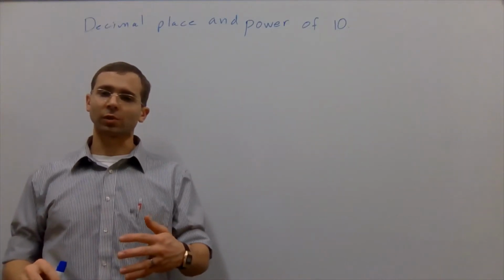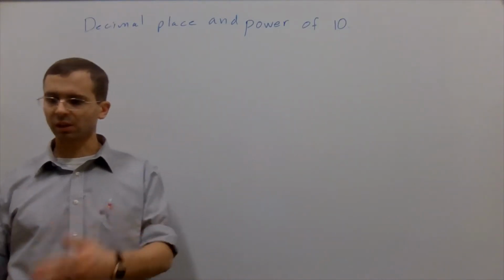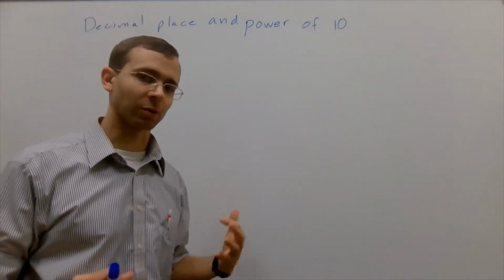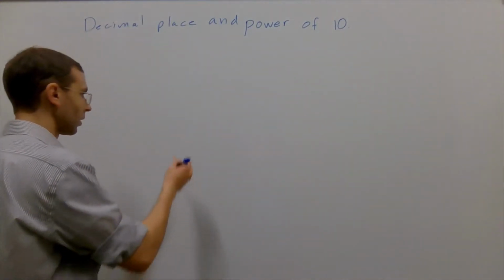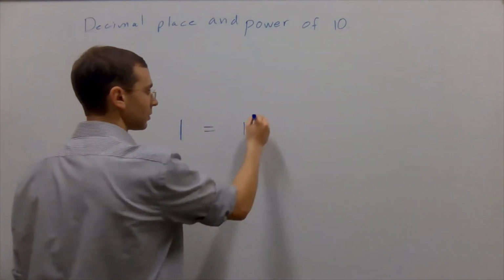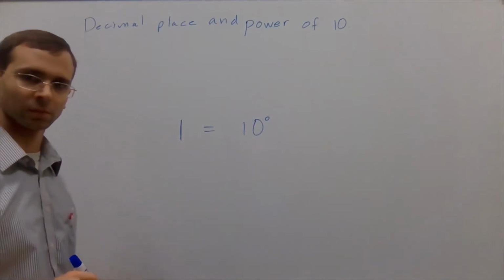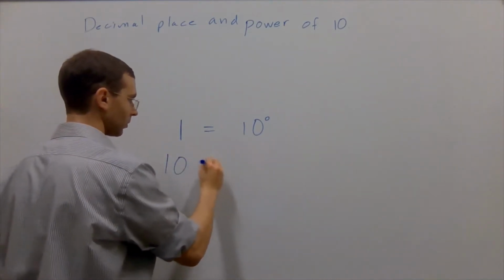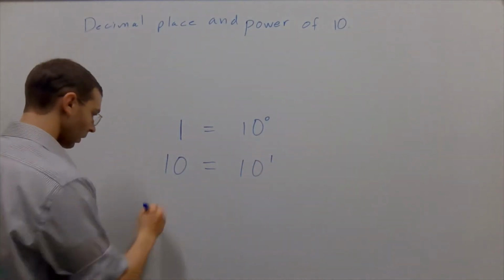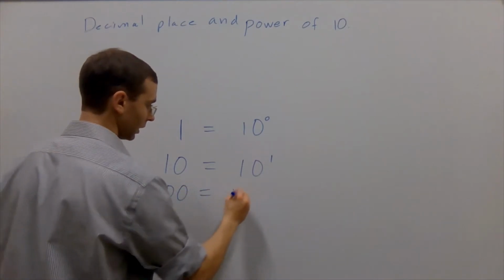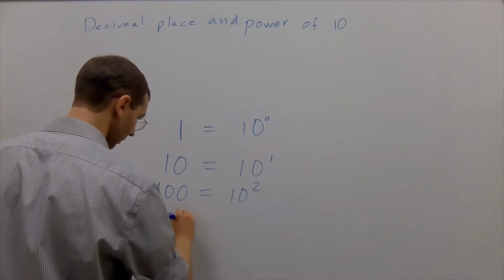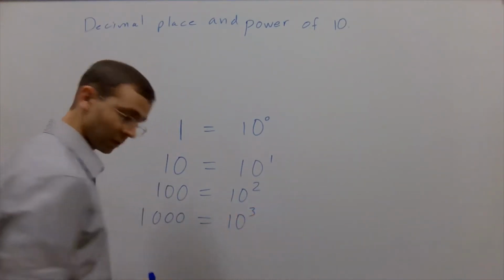It's very valuable, whether you're looking at metric prefixes or scientific notation, to be able to associate place values in our decimal system with powers of 10. For instance, 1, our baseline, is 10 to the 0 power. 10 is 10 to the first power. 100 is 10 to the second, and so on. You can continue this pattern literally indefinitely.